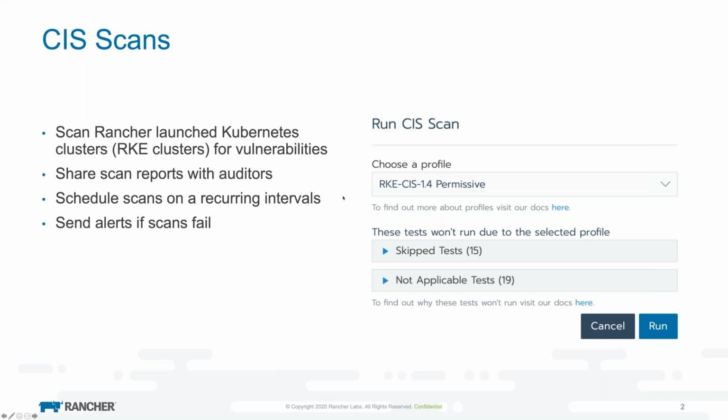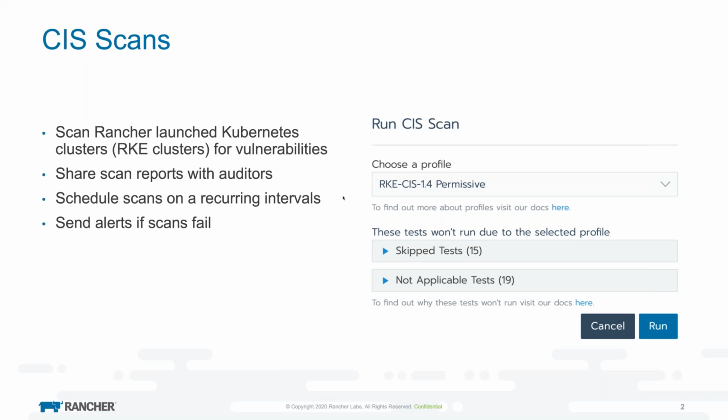So we refer to them in Rancher as CIS scans. You can scan them against any Rancher launched Kubernetes clusters, otherwise known as RKE clusters, for vulnerabilities. After you run it, you'll be able to download the report that shows all the tests that were run, whether they were passed or skipped, or if they're failures, and you can share these reports with your auditors.